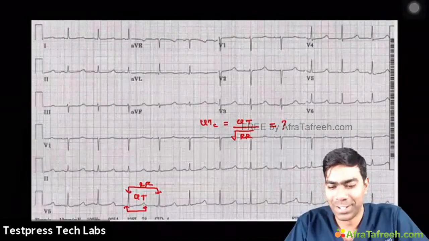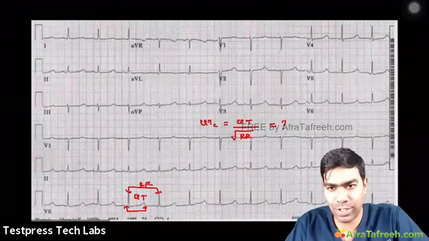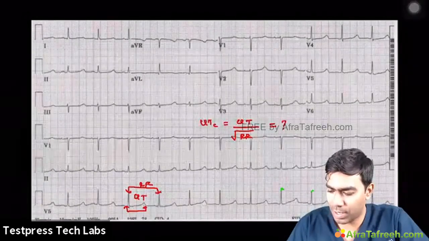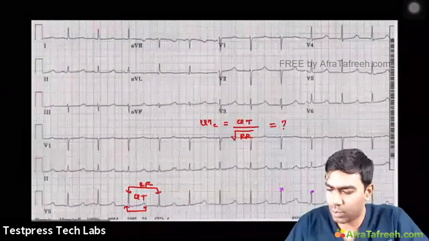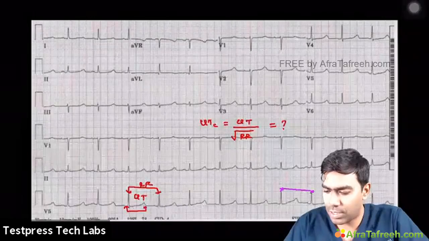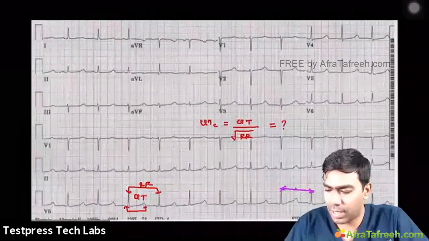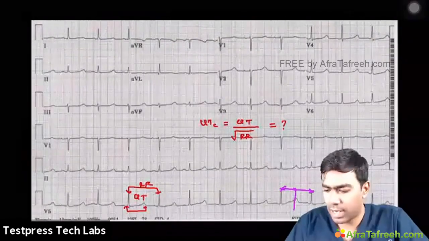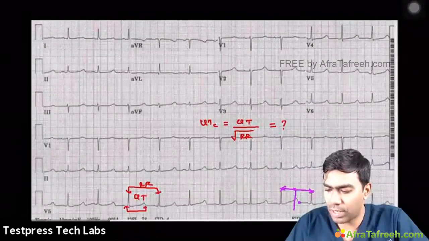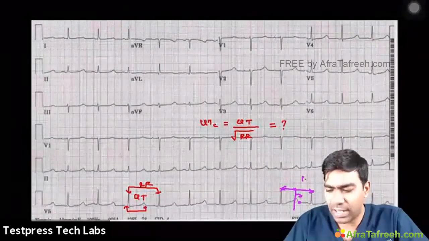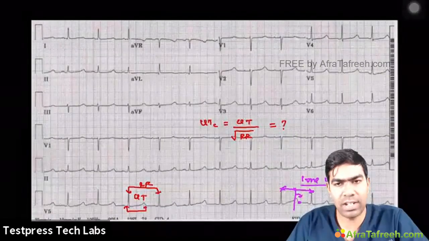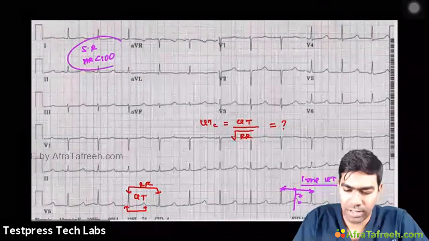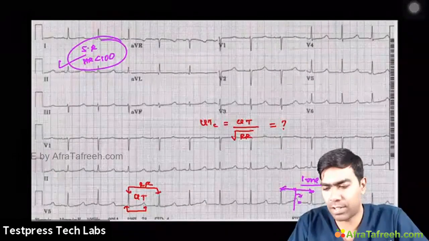But don't do that. There is an easier way to find out a long QT interval, and it is very simple. You just take two RR intervals, take the approximate midline, and draw a line over there. If you see that the end of the T wave is falling beyond this midline, it's very likely to be a long QT. And this will be very correct, especially if the patient is in sinus rhythm and if the heart rate is less than 100. Perfectly correct. It will not fail at all.